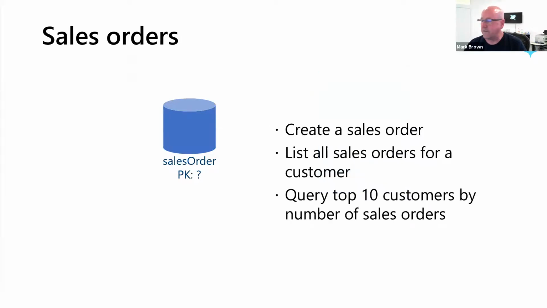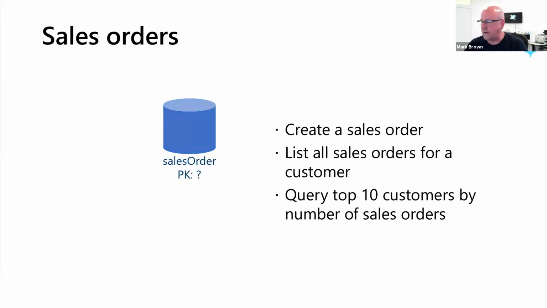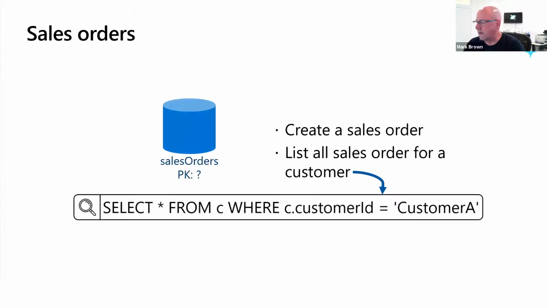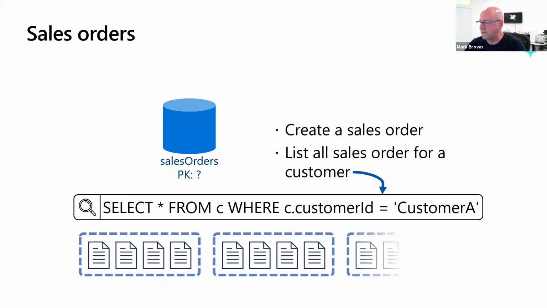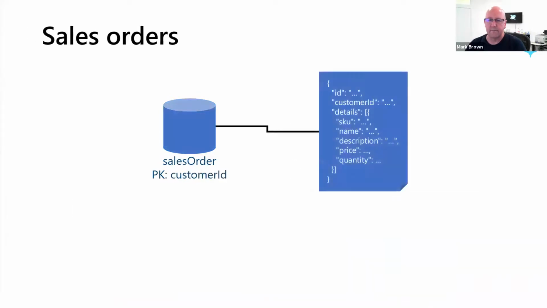Then we need to look at the operations so that we can figure out a partition key. We need to create a sales order. We need to list all sales orders for a customer. And then we also need to query the top 10 customers by the number of sales orders. Let me get to that one later. But let's talk about listing all sales orders for a customer. This is going to be our high concurrency operation, so we want to make sure that it's a single partition query. So we're going to partition this by customer ID.